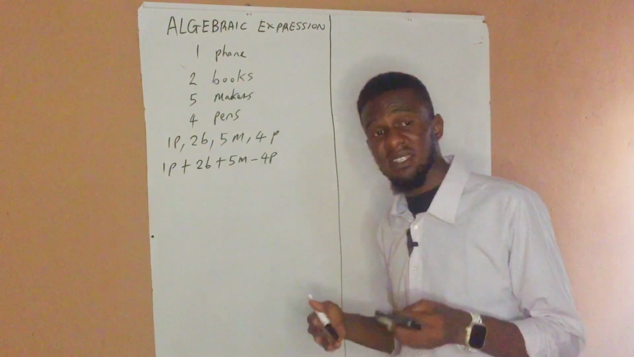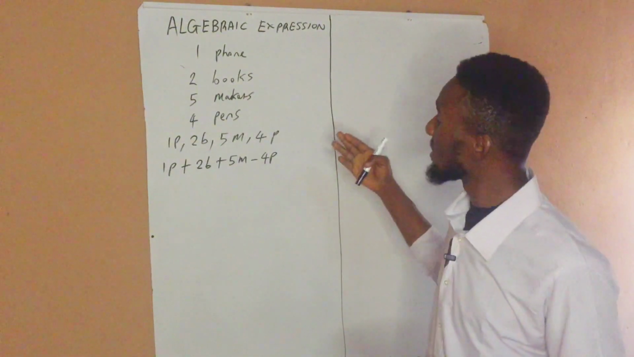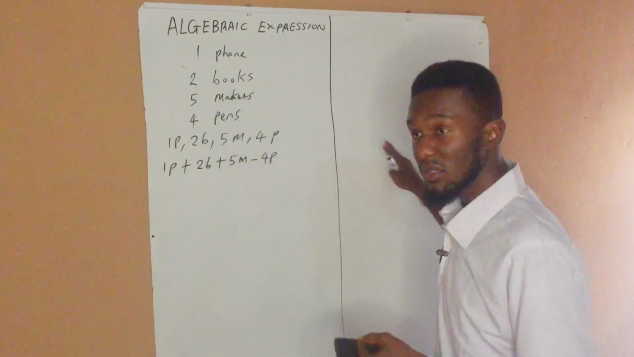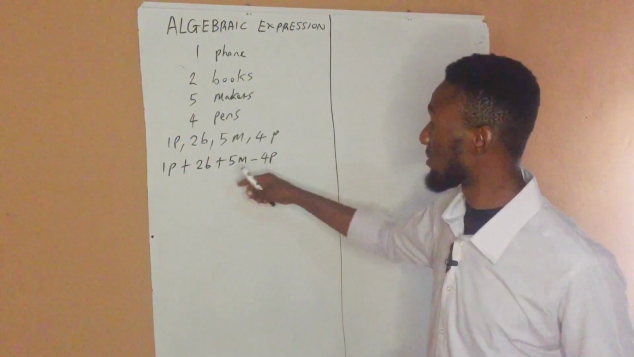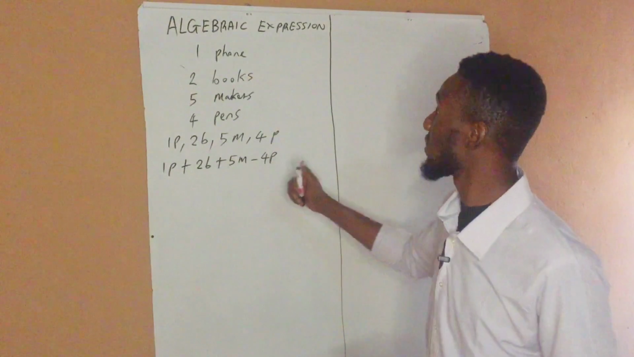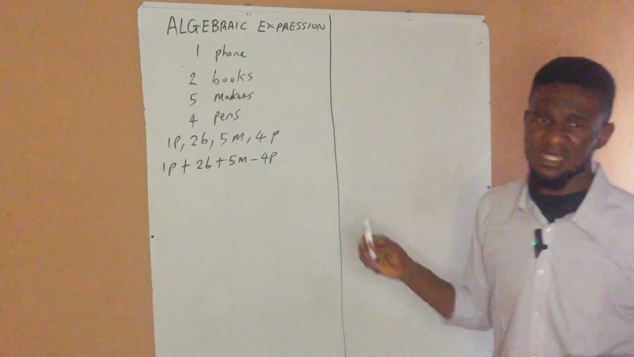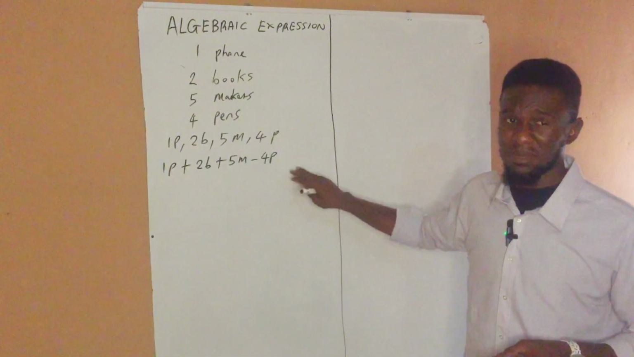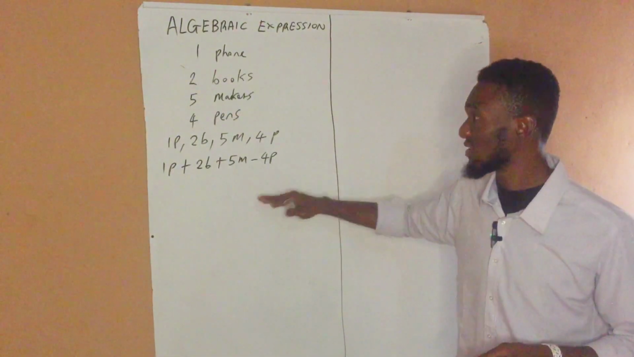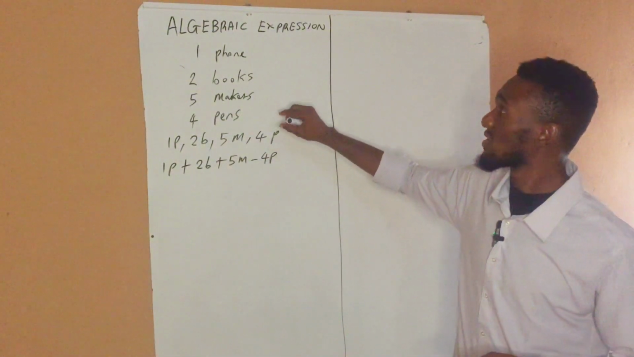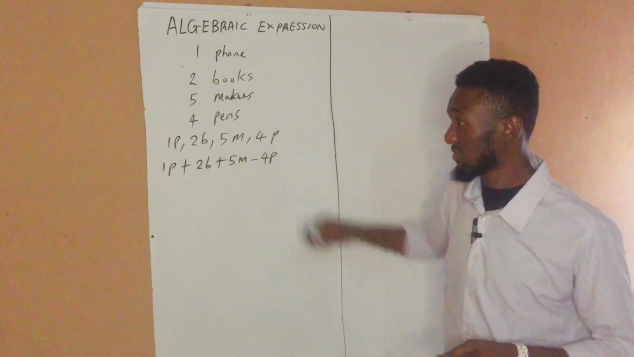Now, representing a statement using alphabetical symbols and arithmetic operations is what is known as algebraic expression. As simple as that. That's just the proper explanation of what algebraic expression is all about.